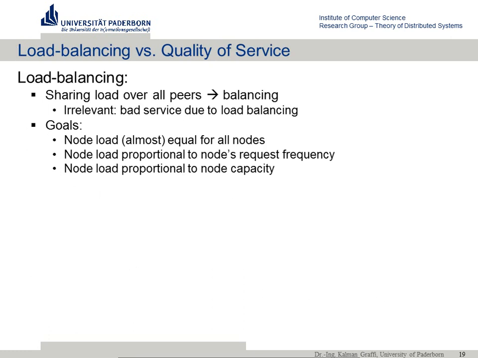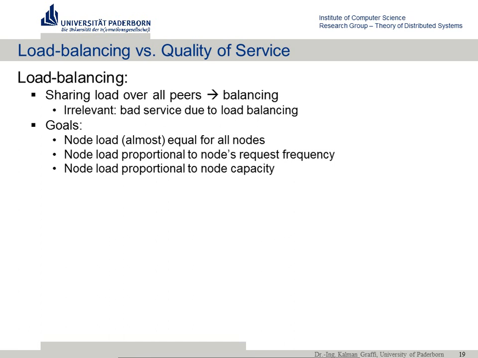So what is the goal? So the goal should be to have some balancing, and that means there should not be one node that is overloaded, and that's why it generates bad service. That means if somebody is looking for some content, then you do not want to have it in a slow transmission, because other nodes are also looking for that object from the same peer.